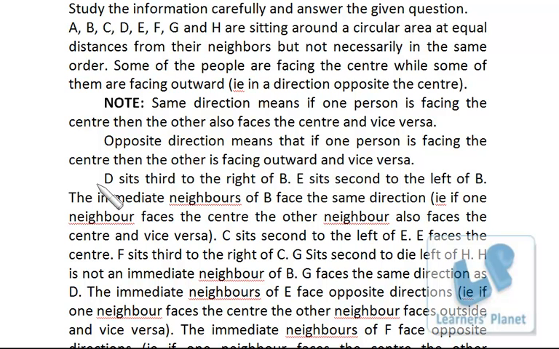D sits third to the right of B, and so on. So first of all, you should be clear about what is the opposite direction, what is the same direction, and that some people are facing the center, some of them are facing outward, right? Now we just try to make this arrangement.